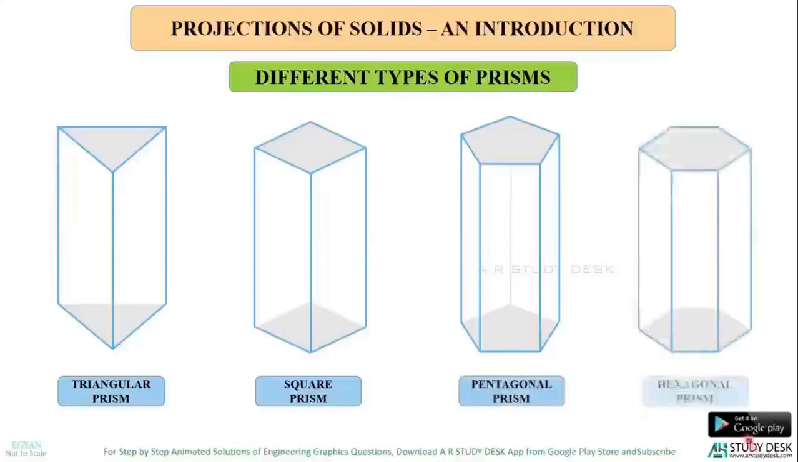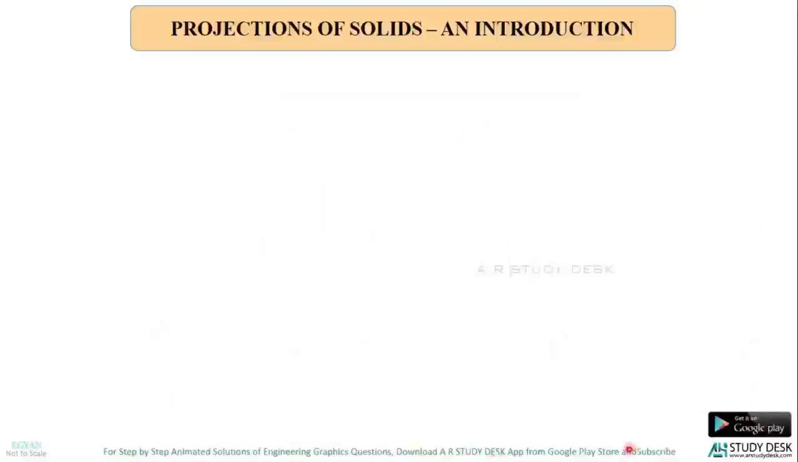And this is a hexagonal prism because the top and the base is hexagonal in shape. Now you can notice that all these faces of these prisms are rectangular in shape. Okay. So these are the different types of prisms that you will be using in this particular topic. Now we will move to the next solid, and that is a pyramid.